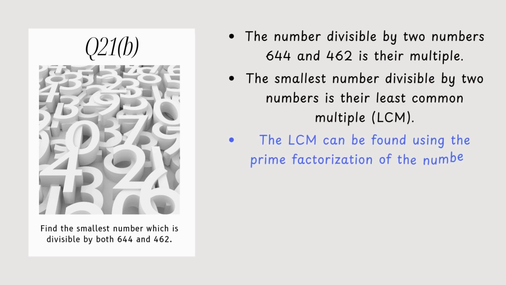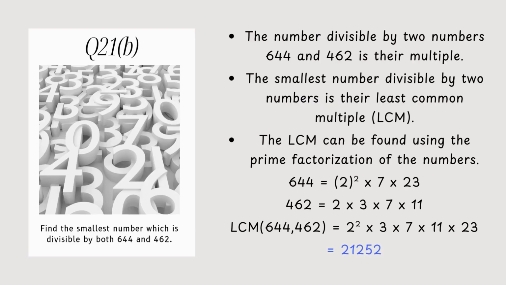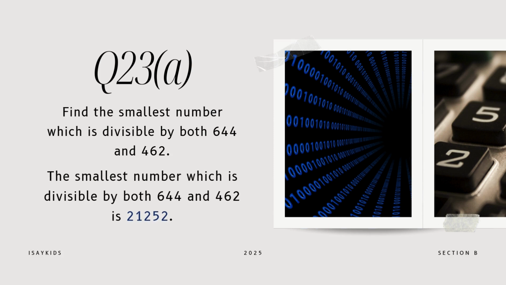Now LCM can be found using the prime factorization of the numbers. For 644 we have 2 squared times 7 times 23, and for 462 we have 2 multiplied by 3, 7 and 11. Now when we combine these, we take the highest powers of each prime number involved, which gives us LCM as 2 squared times 3 times 7 times 11 times 23, which equals 21252. So, the smallest number that is divisible by both 644 and 462 is 21252.